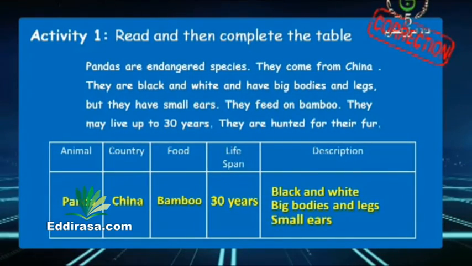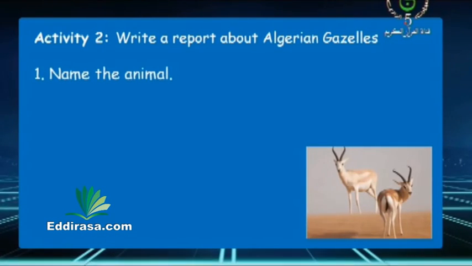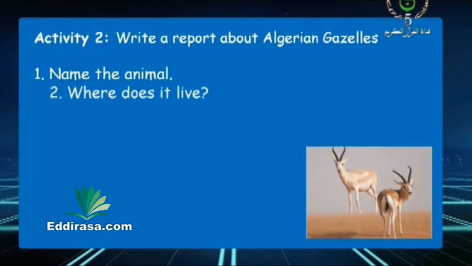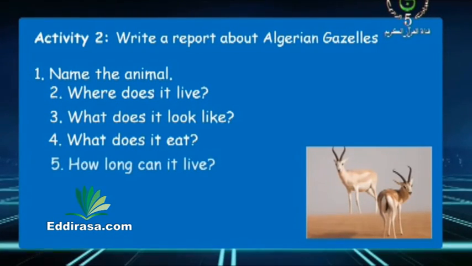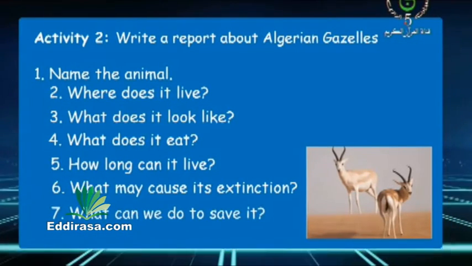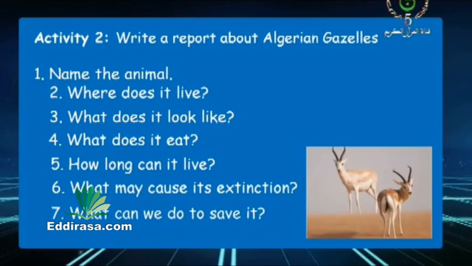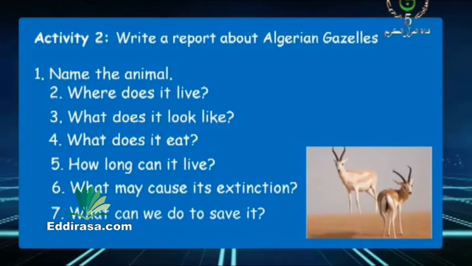Let's move to the second activity where you're going to start planning to write your report by answering the questions so as to collect facts. Here are the questions about the Algerian gazelle. The first question is name of the animal. Where does it live? What does it look like? What does it eat? How long can it live? What may cause its extinction? And of course, the last one, what can we do to save it? You may look for the answers on the net, or you can just ask people around.